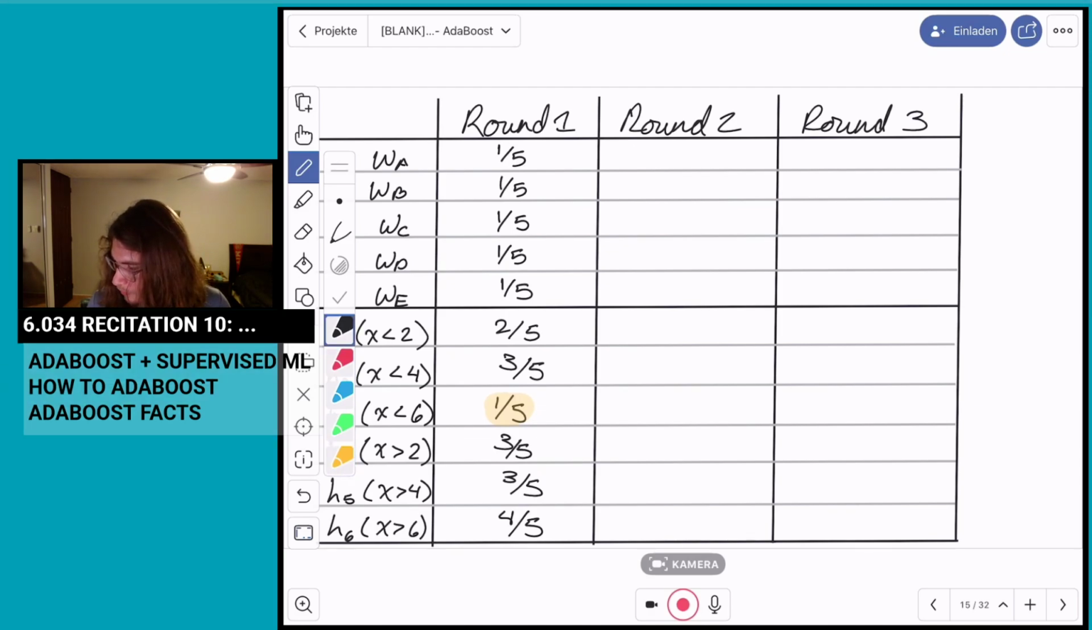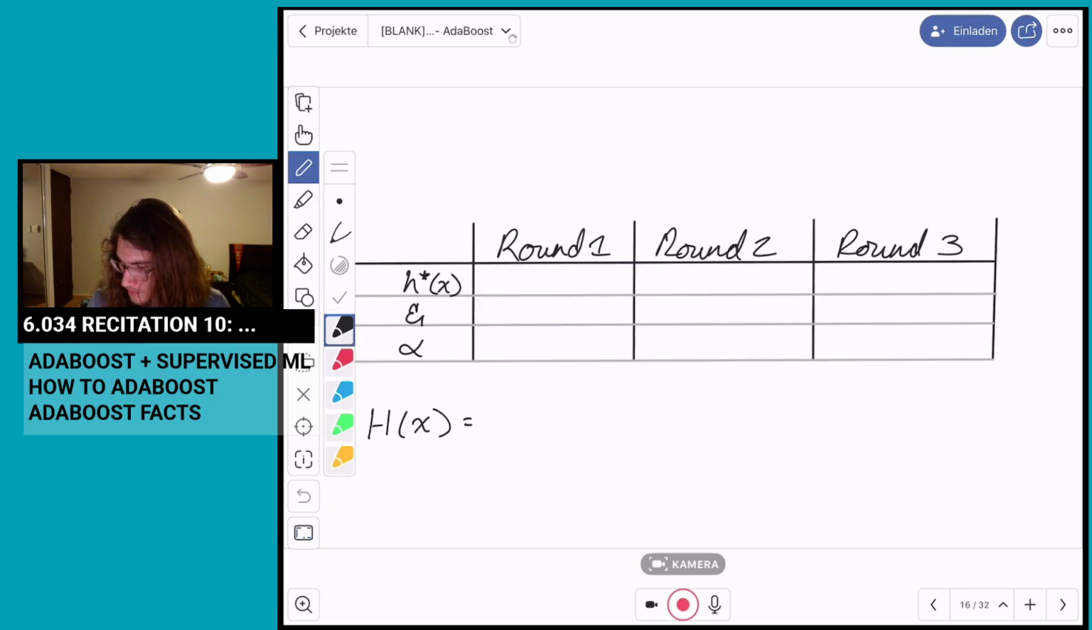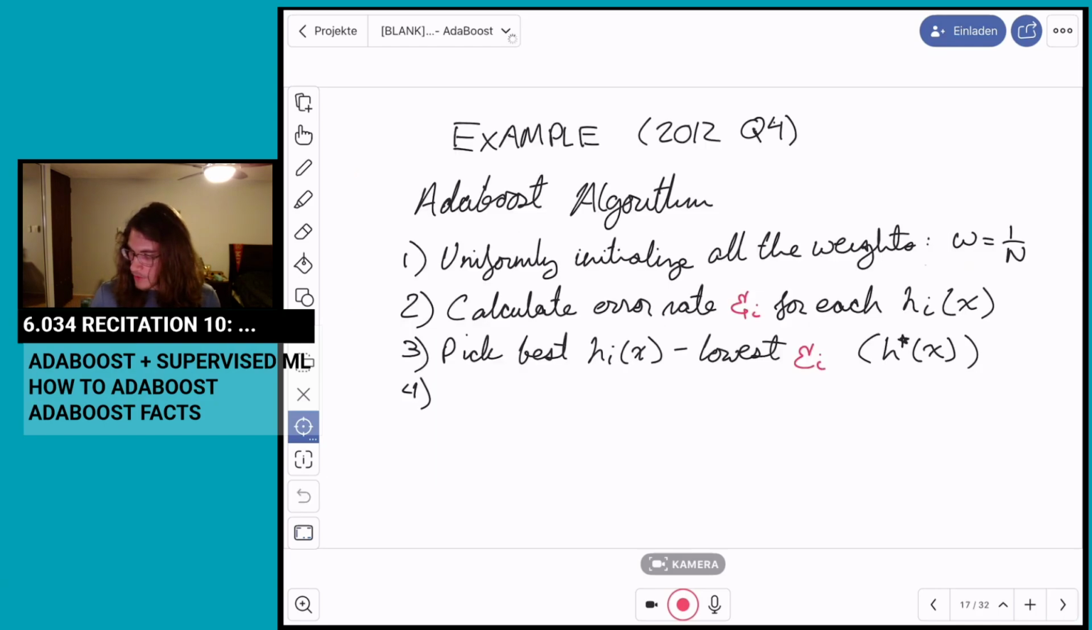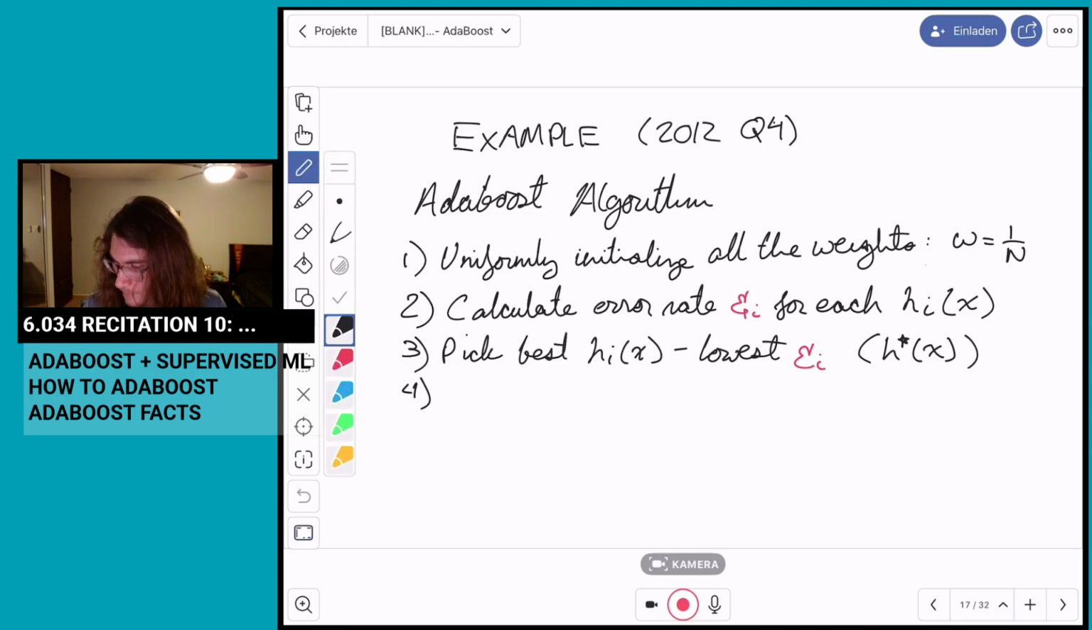And now I want to start tabulating everything. So for round 1, my best classifier was h3, which was x less than 6, and the error rate was 1/5. And if you remember, alpha is the voting power. I still have to calculate that, and unsurprisingly, that's the next step. Calculate voting power.